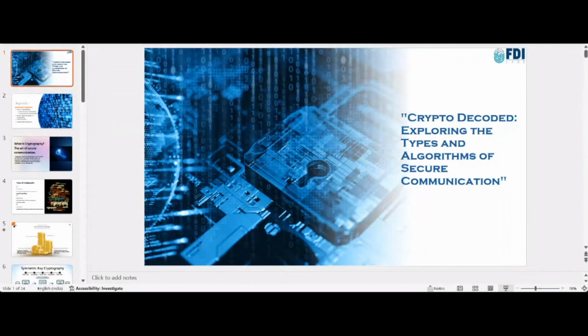What is symmetric key cryptography? It uses a single key for both encryption and decryption. For example, if person A has to send a message to person B, he will first encrypt his plain text and it will become ciphertext. That ciphertext will be sent to person B, and to view the message he will decrypt the ciphertext, and that will become the plain text.